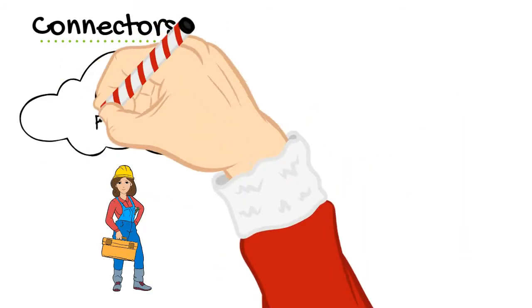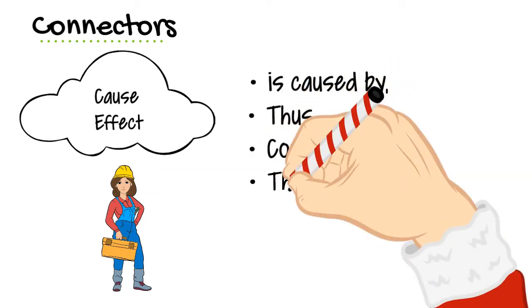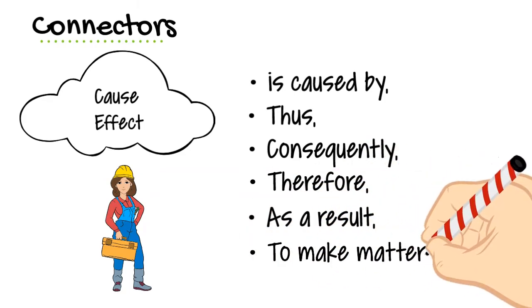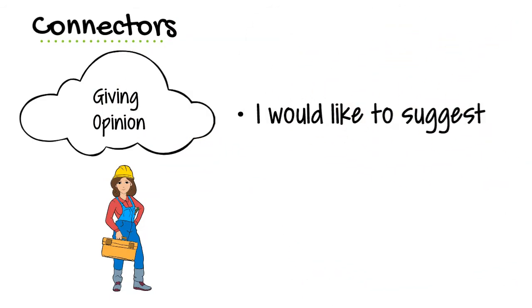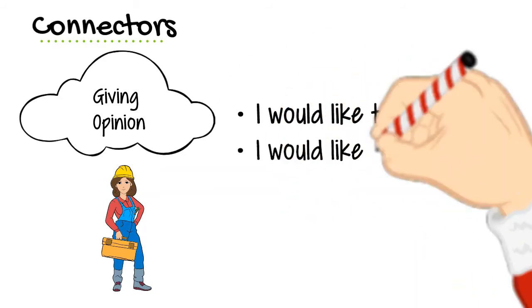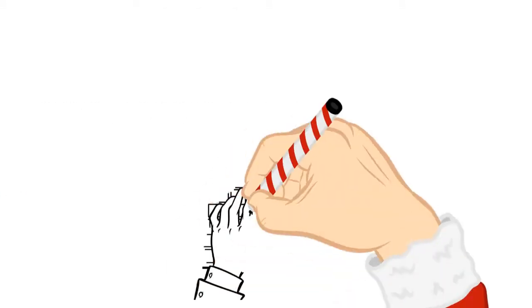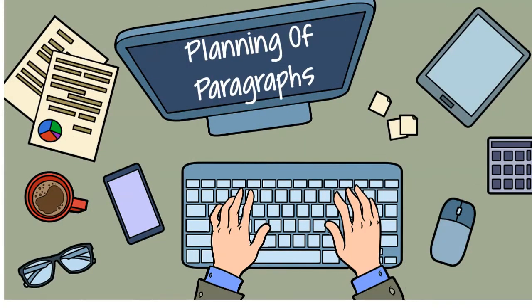Next, when we want to talk about cause and effect, we can use is caused by, thus, consequently, therefore, as a result, to make matters worse. When we want to give opinion, we can use I would like to suggest, I would like to make some suggestions. Moving on to the next segment, planning of paragraphs.